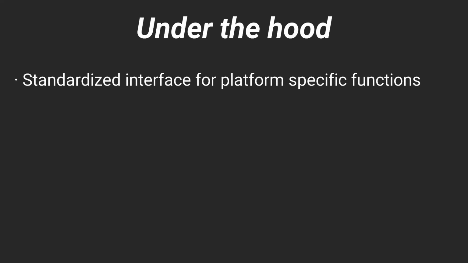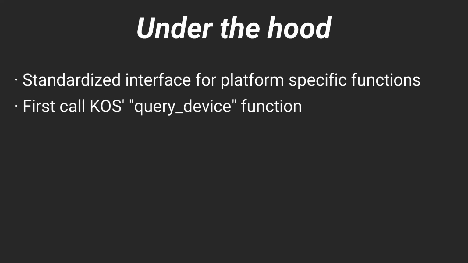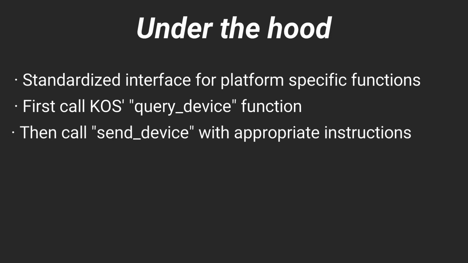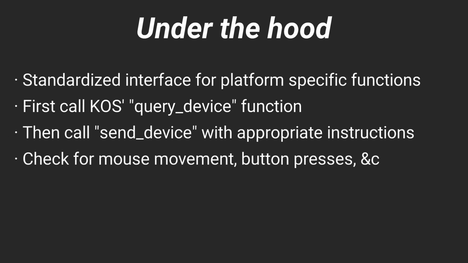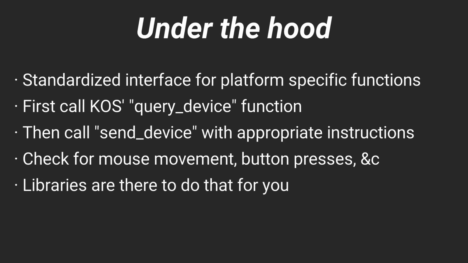Devices in AQUA provide a standardized interface for applications to query for and interact with external platform-specific functionalities. So, for example, if an application needed to access mouse input, it would first call the KOS's query device function to check if the platform it's running on supports mice, and then it would call send device with a standardized set of instructions to check for mouse movement, mouse button presses and releases, and so forth. Obviously libraries do that for you, so you rarely need to deal with that stuff directly.